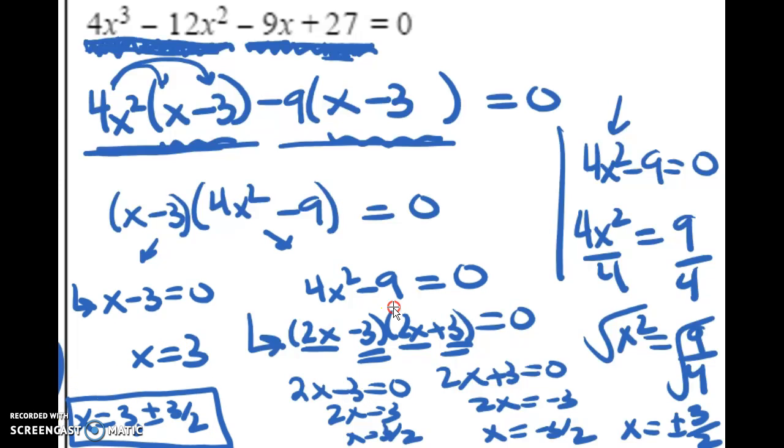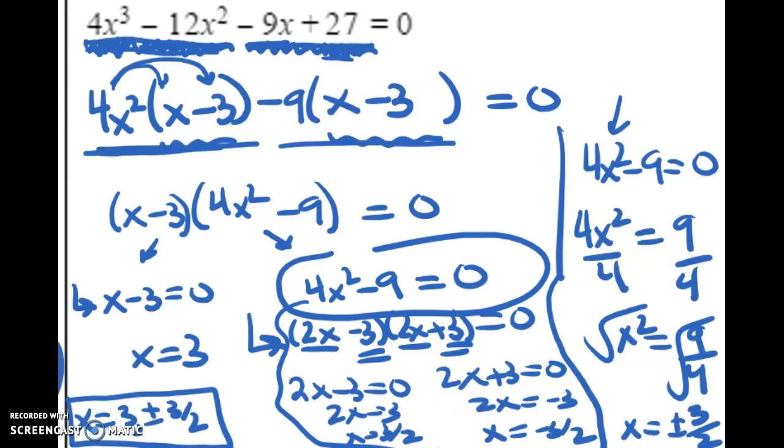I went a little fast with this last bit of things. It's a lot of stuff from section 2.2, and it all depends if you prefer solving something like this by factoring or by isolating x squared and square rooting.